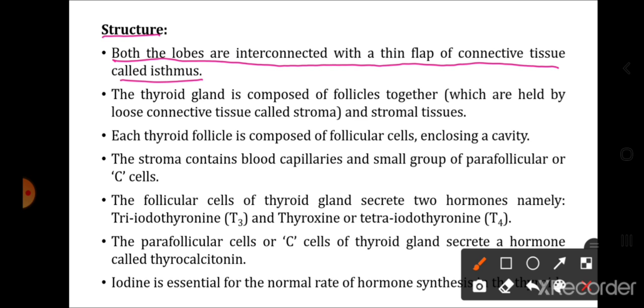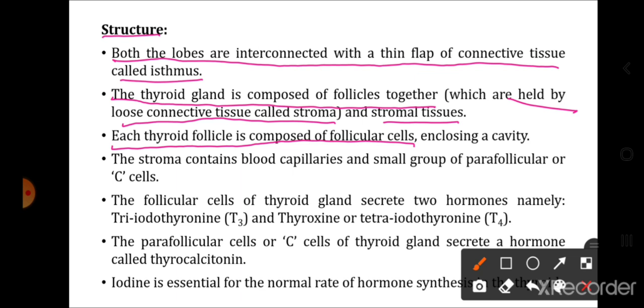That is called isthmus. Now the thyroid gland is composed of follicles. So what is the thyroid gland composed of? They are composed of structures called follicles, and these follicles are held together by a loose connective tissue called stroma. So stroma is a connective tissue which holds the follicular cells of the thyroid gland. So it is composed of follicles and stromal tissue. Each thyroid follicle is composed of follicular cells which enclose a cavity. The stroma contains blood capillaries and a small group of parafollicular or C cells.